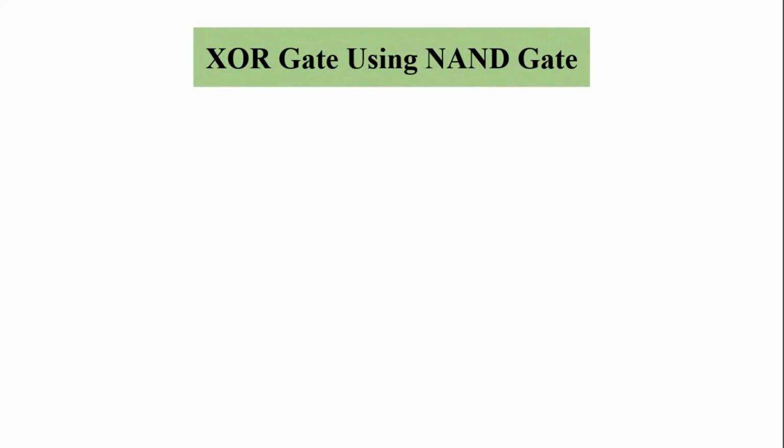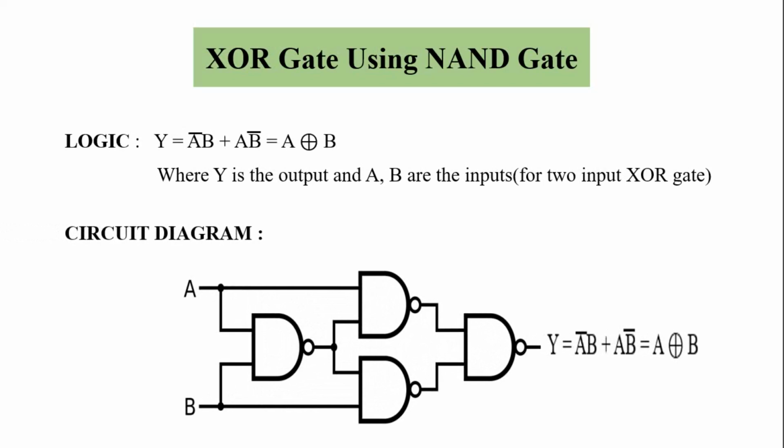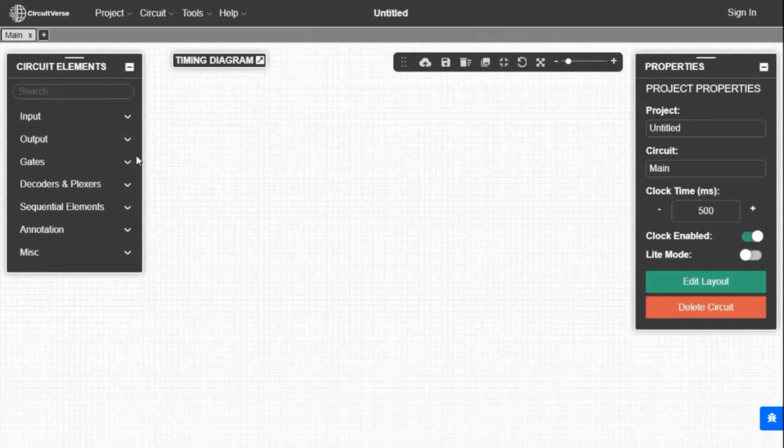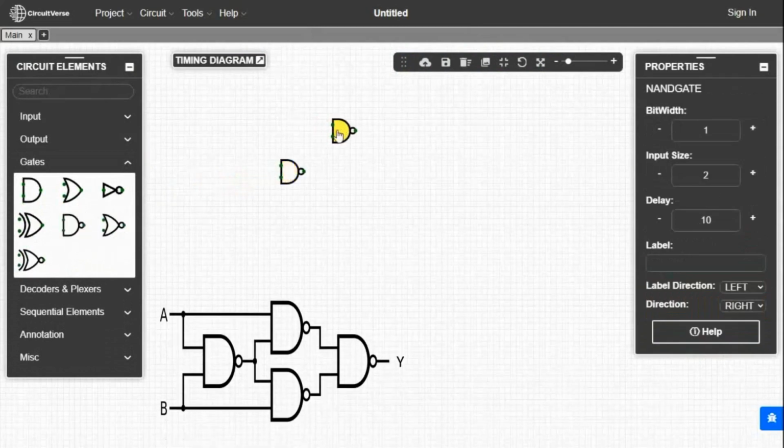Now we will make XOR gate using NAND gate. Logic of XOR gate is already discussed. Now the circuit diagram. Here we have used 4 NAND gates to make XOR gate. The output of last NAND gate is Y equal to A XOR B. Now we have to make this circuit on the simulator. By following the circuit diagram, here we have to take 4 NAND gates and place them like this for the simplification of the circuit.